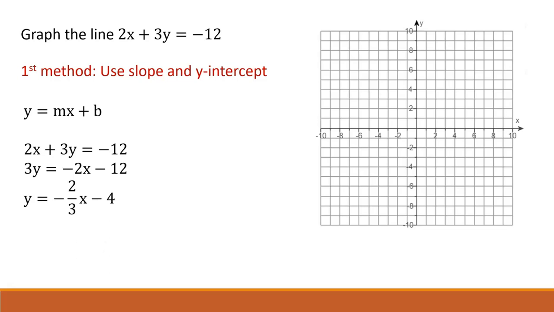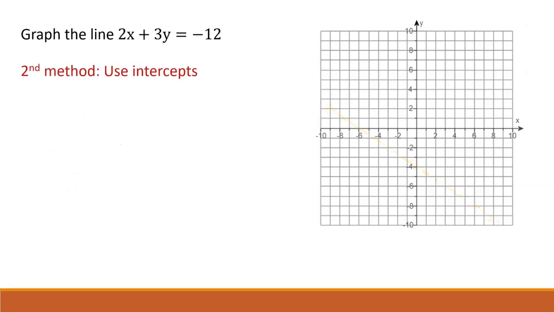So we'll start with the y-intercept, which is -4, and use that to find a point on the line. Since the slope is -2/3, if we go down 2 and to the right 3 from that point, we find our second point on the line, which gives us enough information to graph the line.